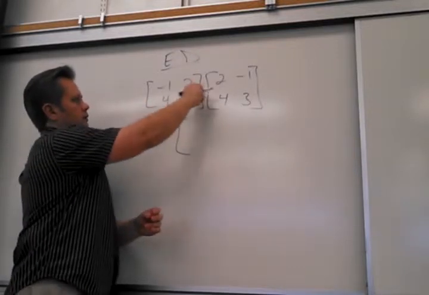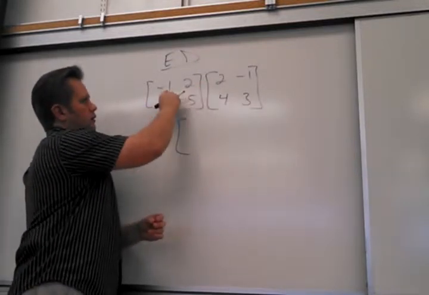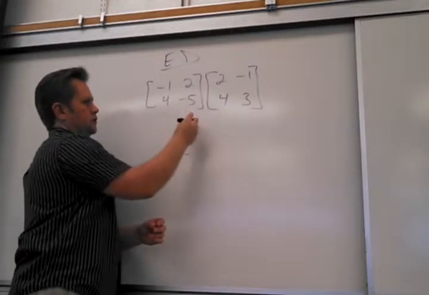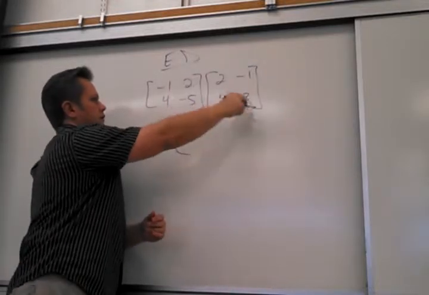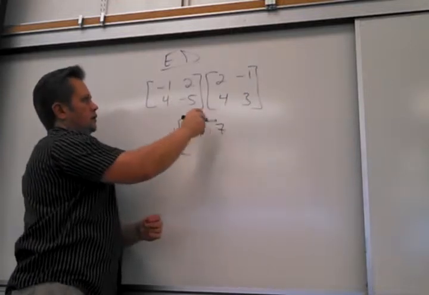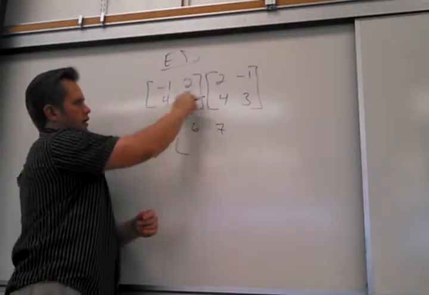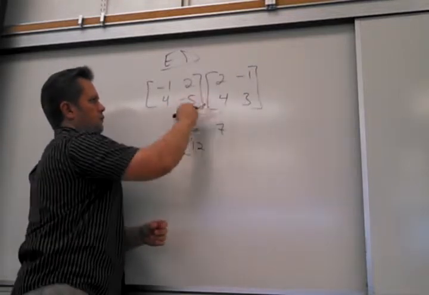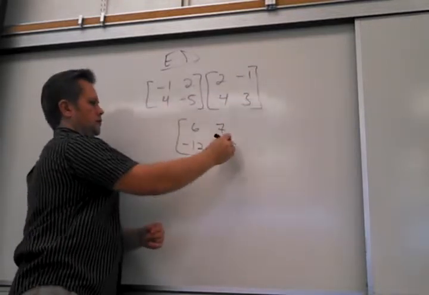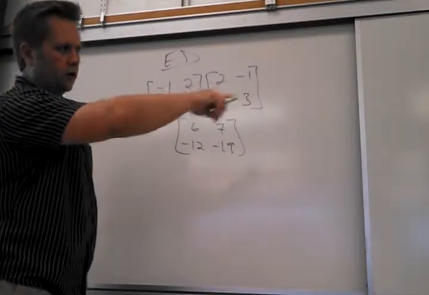What do you get up here? Negative 6. Yeah. So negative 2 plus 8, yeah, 6. And then I get 1 plus 6, 7. And then I move down to the second row, so now I get 8 minus 20, negative 12. And I get negative 4 minus 15, negative 9. Yeah, so there's really no relationship.